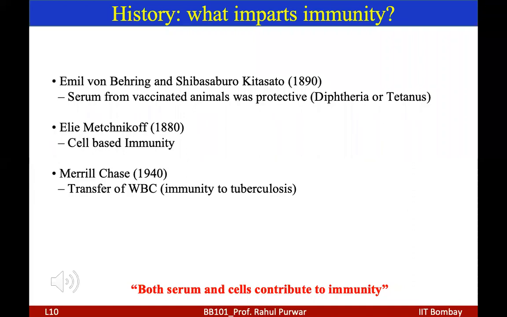Then in 1940, Merrill Chase showed, especially in the case of tuberculosis, that transfer of white blood cells protects. White blood cells are present in the blood. If you remove the red blood cells, the remaining fraction of the cellular component is called white blood cells. And those white blood cells are the T cells, B cells, neutrophils, those kinds of cells. He proposed the concept that yes, if you take this cellular component which has the white blood cells, they can protect against tuberculosis.